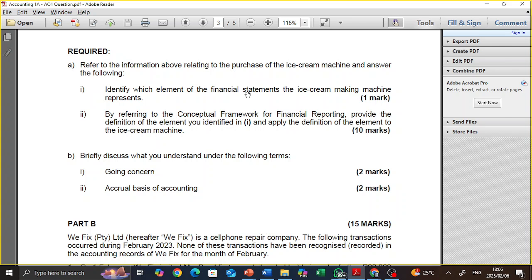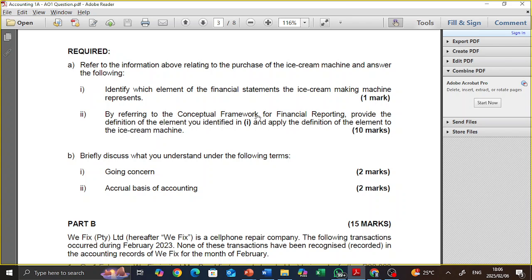And if you look at your conceptual framework slides, you will see how to apply these things. You will see that you will have to write that it is an asset. Why is it an asset? And then you apply the definition. An asset is a present economic resource. Then you will write the ice cream machine is a present economic resource. This is me being extra, but I hope you've also just been reading at how they would ask you theory. Can you see the application of the asset by referring to the conceptual framework for financial reporting?